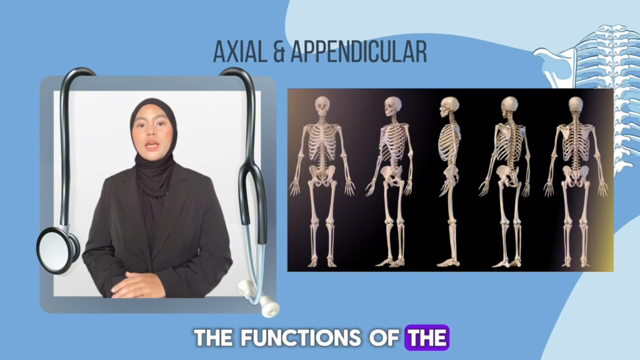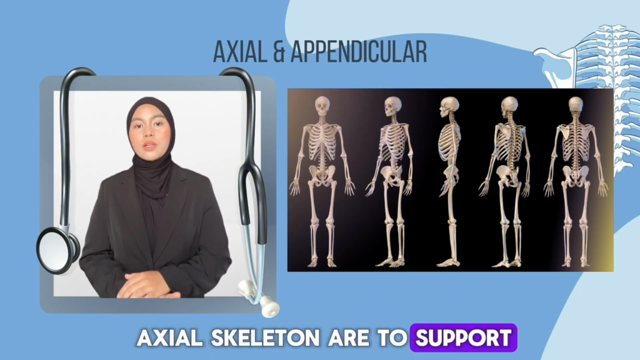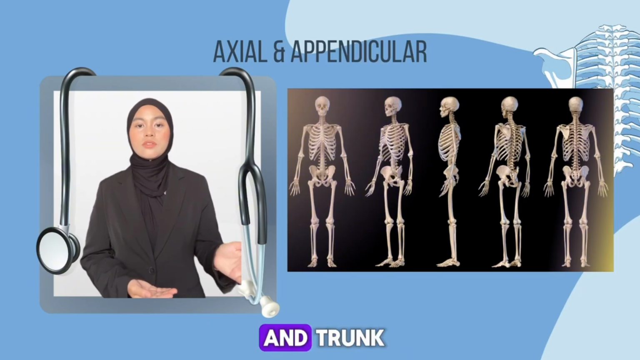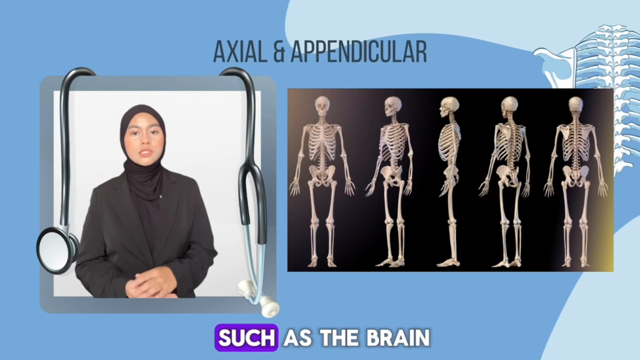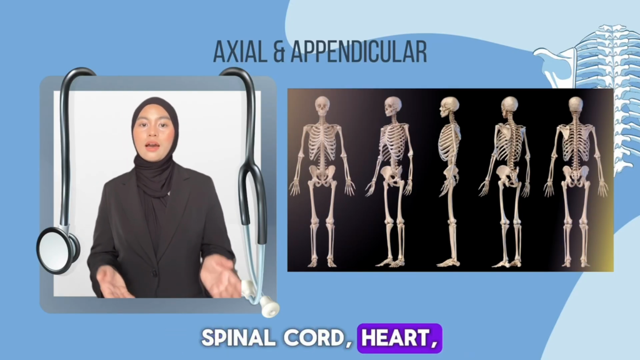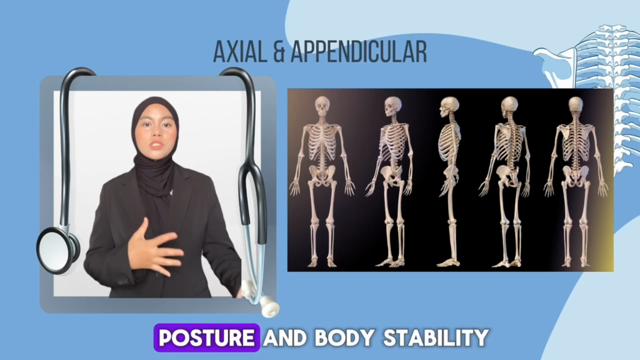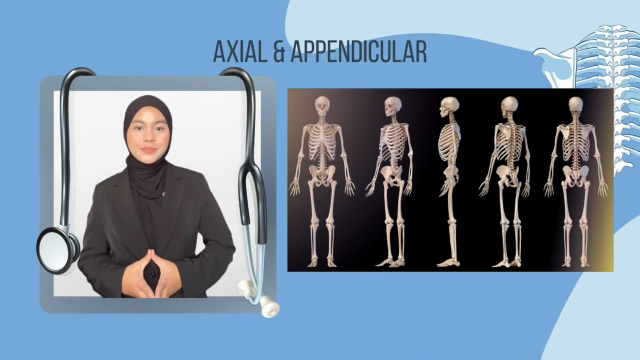The functions of the axial skeleton are to support the head, neck, and trunk, to protect vital organs such as the brain, spinal cord, heart, and lungs, and to maintain posture and body stability.